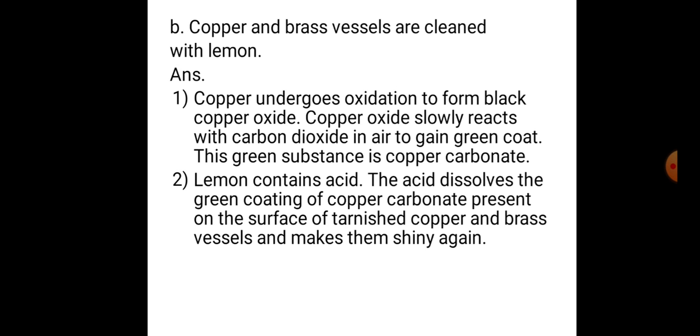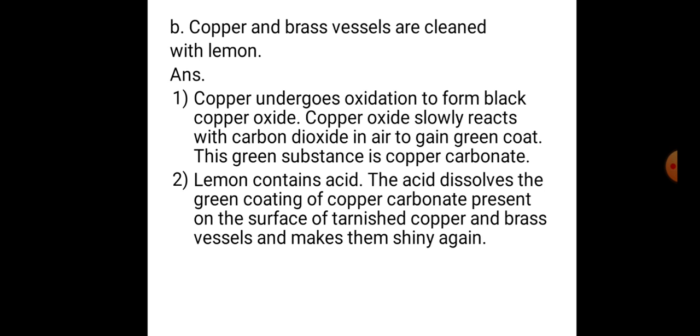Copper and brass vessels are cleaned with lemon. Copper undergoes oxidation to form black copper oxide. Copper oxide slowly reacts with carbon dioxide in air to gain a green coat. This green substance is copper carbonate. Lemon contains acid. The acid dissolves the green coating of copper carbonate present on the surface of tarnished copper and brass vessels and makes them shiny again.